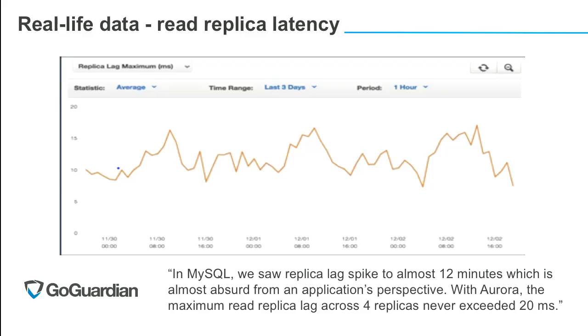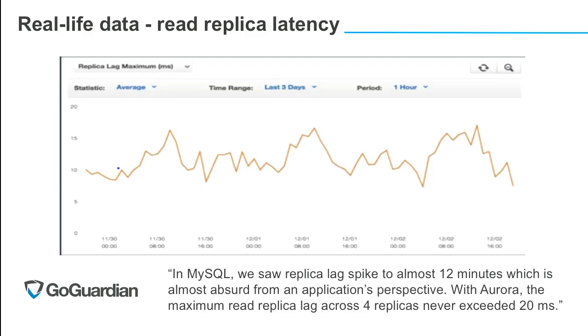Now, we have many customers who have replica configurations. We generally see these kinds of numbers, 20 millisecond lag across the fleet. So this is something that's become a big part of how Aurora customers use Aurora replicas. They do actually use the replicas for scaling reads, perhaps more than they would have done in their prior environment.